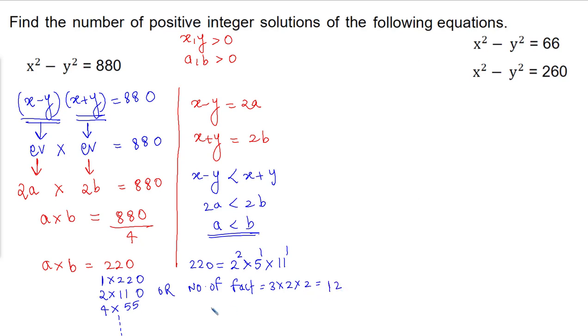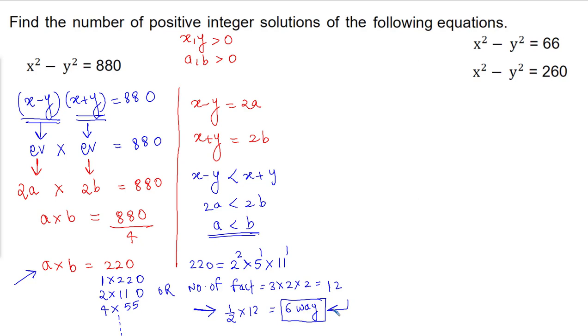Okay everyone, so in how many ways can we express it as a product of two numbers? In 12 by 2, that is total there are 6 ways. There are 6 ways we can express it into the product of two numbers. Okay everyone, so a into b is equal to 220. In how many ways can we express a into b is equal to 220? In total 6 ways. So every way will give us only one solution.